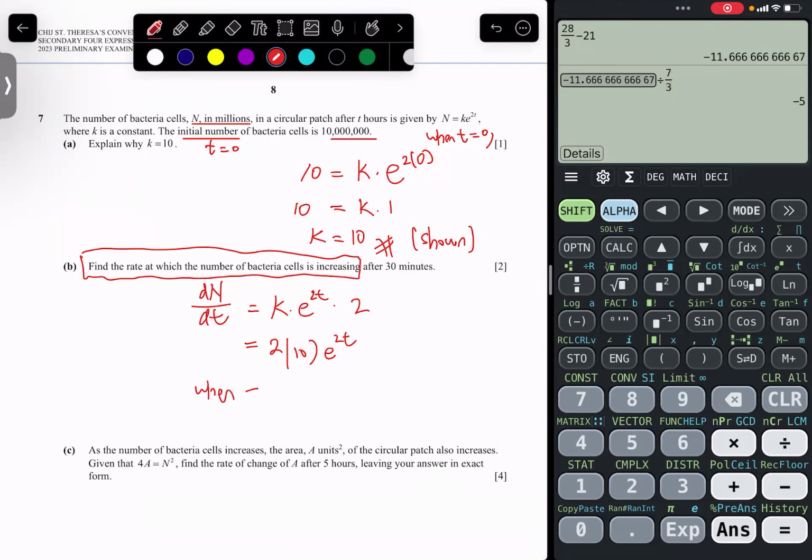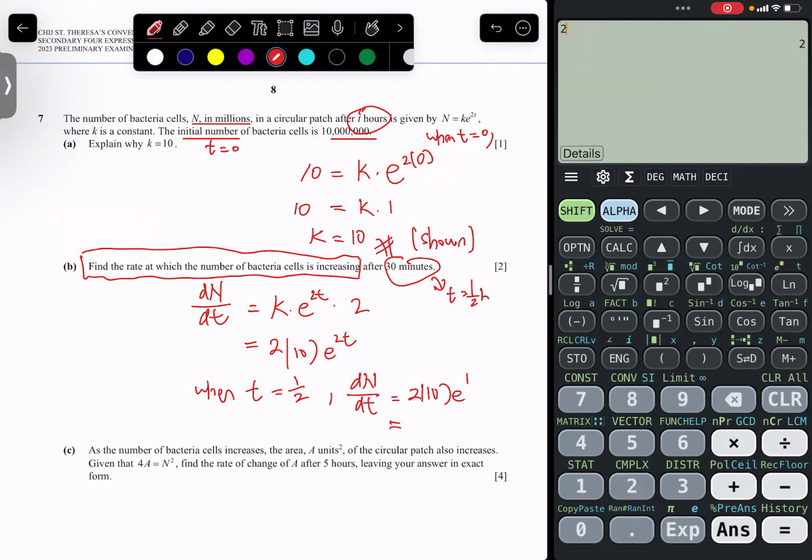Now, when t equals half, because t is in terms of hours, 30 minutes is half an hour. So dN/dt is equal to 2 times 10 times e to the power 1, which is 54.4 million per hour, because this is dN/dt.